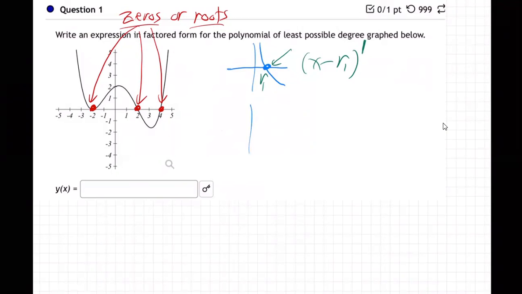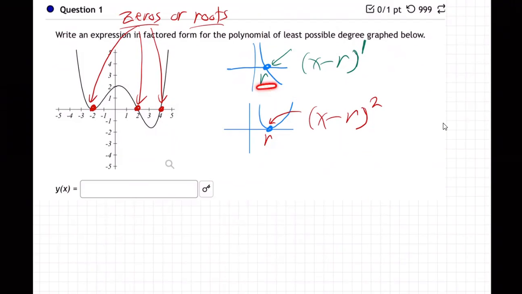Whereas if you have it more like this, where it comes down and barely nicks it like that, that is x minus R2, root 2, squared. Let me get rid of the 1 and the 2. Call it R, because that's really not the deal. I don't want you to think it is. There we go.